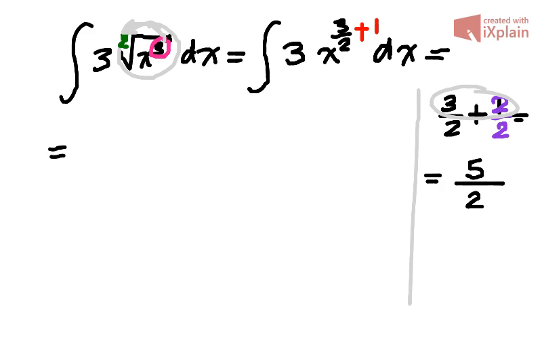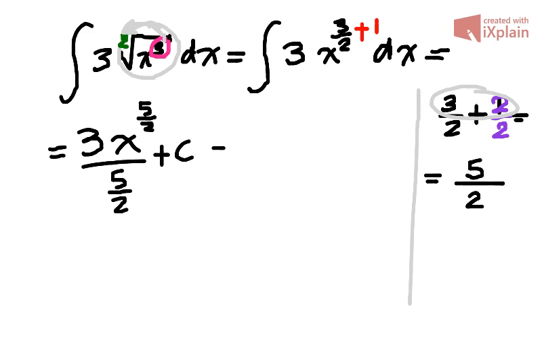So let's rewrite this here. Integral of 3x to the 3 halves. When we add 1 to the power, we keep the 3, the coefficient, and we have x to the 5 halves, and still divide by 5 halves plus the constant.